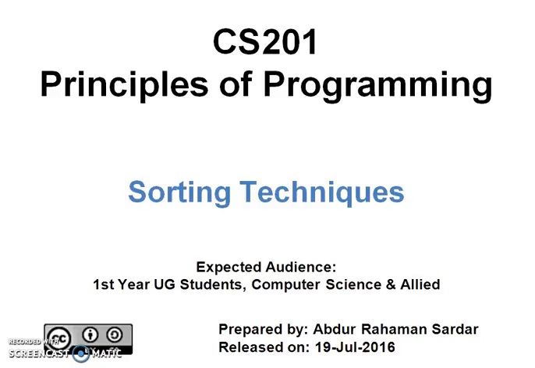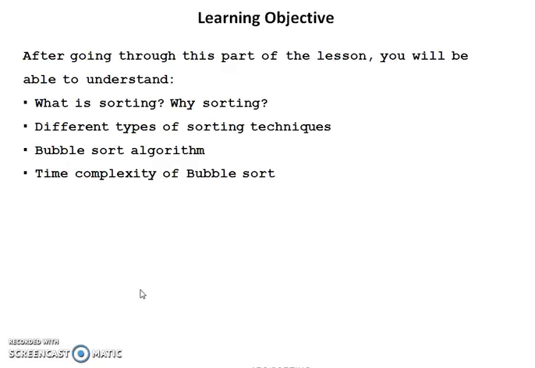We are going to talk about sorting algorithm, focusing mainly on bubble sort. So after going through this part of the lesson, we will learn what is sorting, why sorting, and what are the different types of sorting techniques. Then we will discuss bubble sort, and then the time complexity of bubble sort.